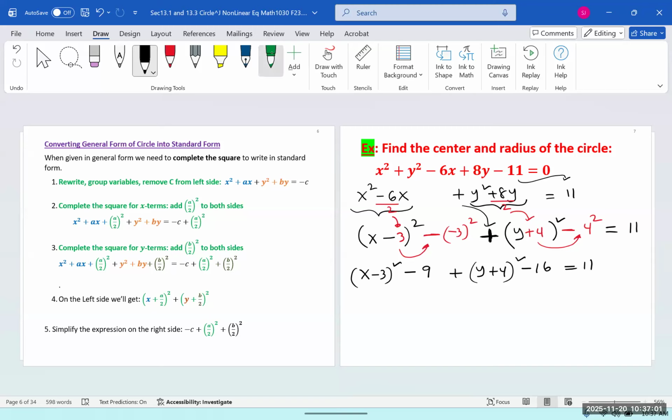Now, what is our radius? When you add all these numbers next to the 11, what you get, that's the radius squared. So it's not 11, it's 36. So we get x minus 3 squared plus y plus 4 squared. And after adding all these, 9 plus 11 plus 16, 36. So this is the standard form.